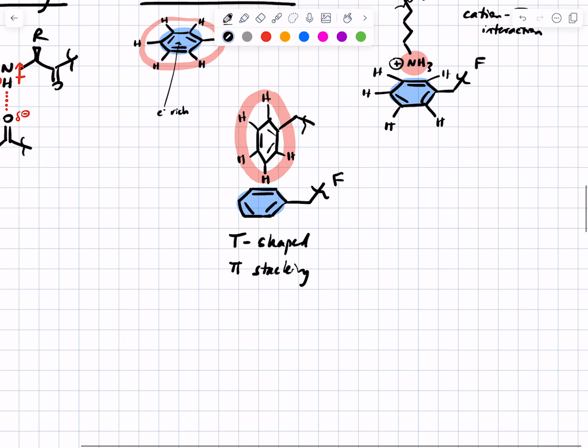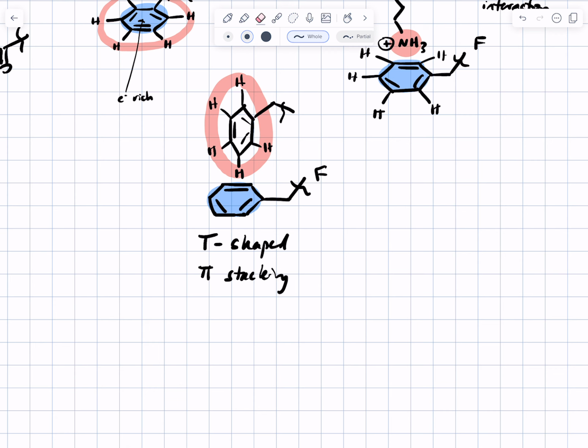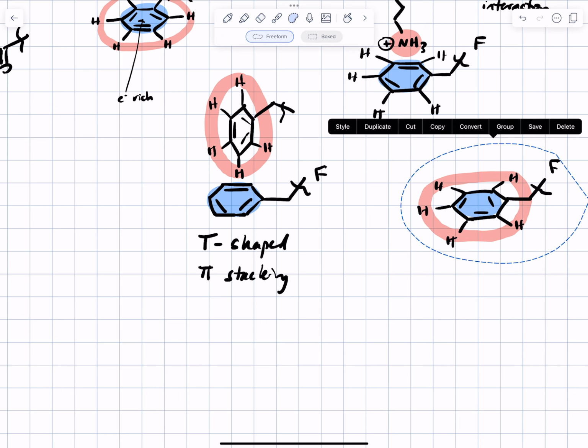Another thing that can happen is offset stacking of two aromatic residues. So let me see if I can illustrate this. Here is one benzene ring. It's a phenylalanine side chain. And I'm going to draw the hydrogens here. Again, illustrating the electron-rich face and the electron-poor edge. And then I'm going to copy this.